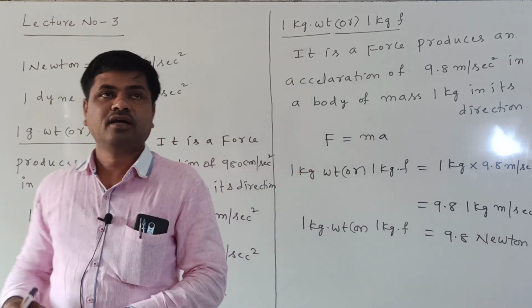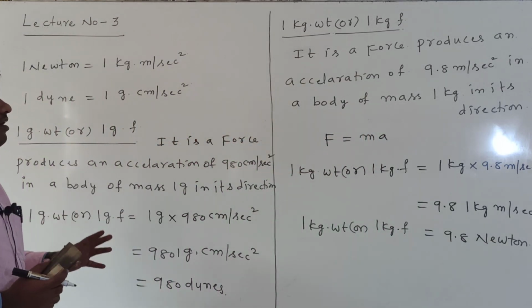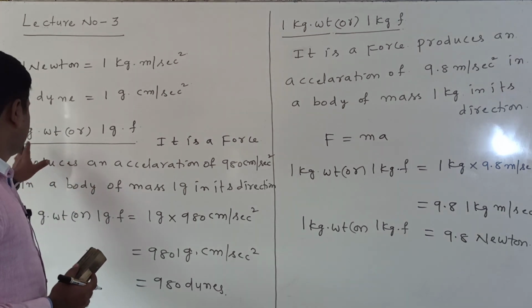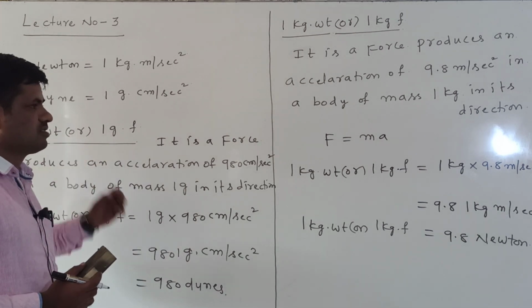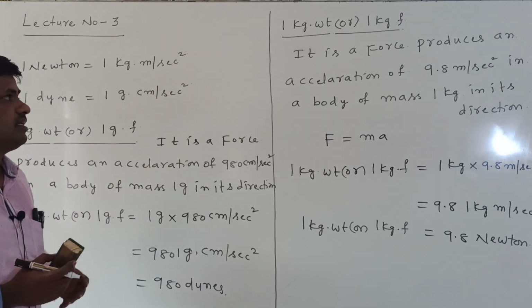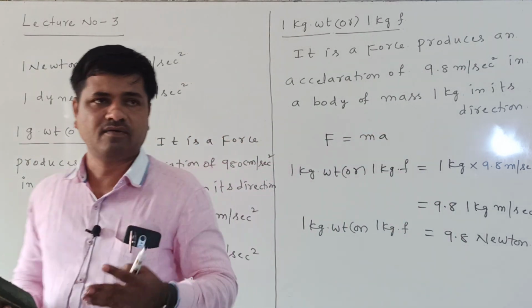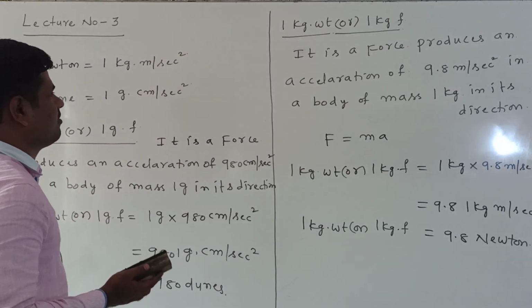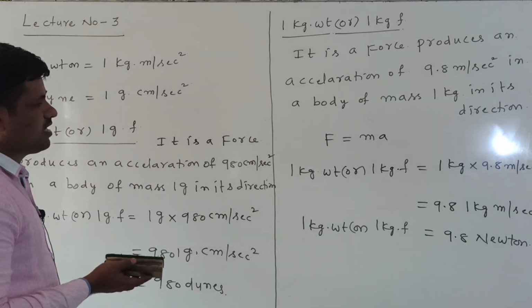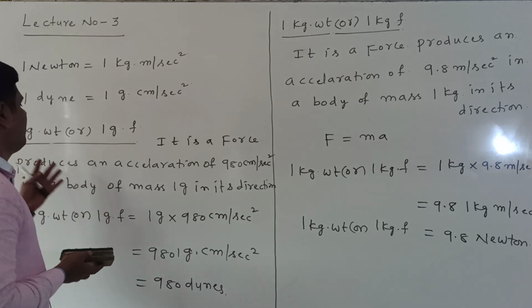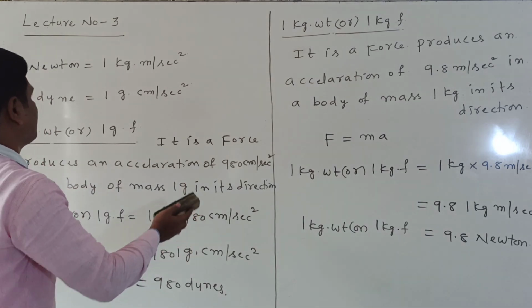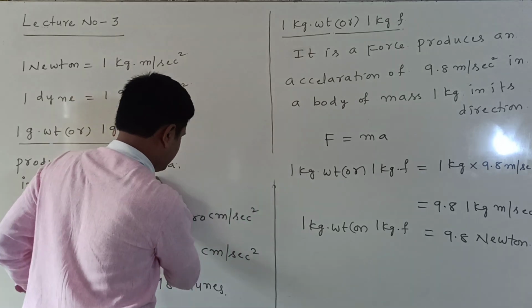These are called kilogram weight or kilogram force, and this is gram weight or gram force. These are called gravitational units of force. Now, absolute units are Newton and dyne. The kilogram weight and gram weight are called gravitational units, or practical units.